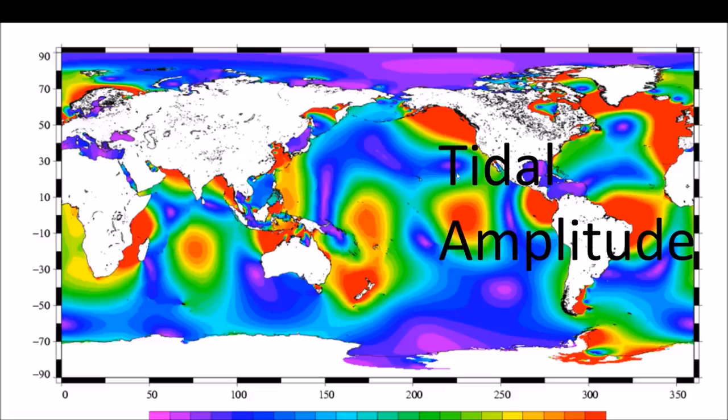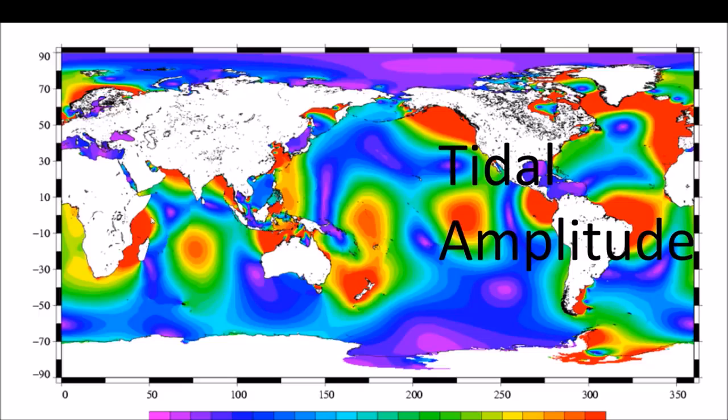This is a map of tidal amplitude, which is the difference between the low and the high tide in a given place. What that means is that the low tide might be a meter below sea level, and the high tide might be a meter above sea level, and that would be a tidal amplitude of 2 meters, which is considered very high. And those high tidal amplitudes are here in red. So this is where the difference between the low tide and the high tide is the greatest.